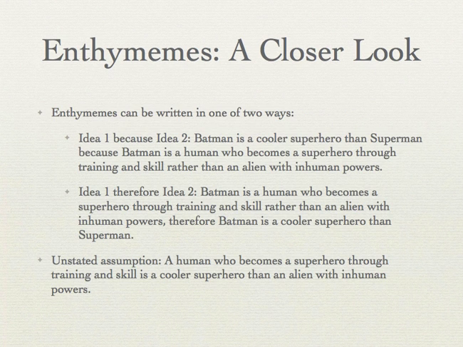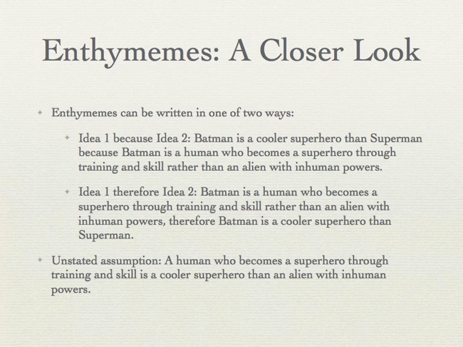So we can write enthymemes in one of two ways. It can be idea 1 because idea 2. An example there is: Batman is a cooler superhero than Superman because Batman is a human who becomes a superhero through training and skill rather than an alien with inhuman powers. Or we can write an enthymeme in the form of idea 1, therefore idea 2. An example of that is: Batman is a human who becomes a superhero through training and skill rather than an alien with inhuman powers. Therefore, Batman is a cooler superhero than Superman.